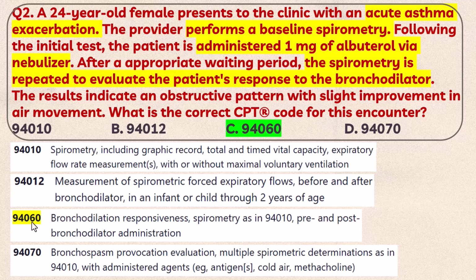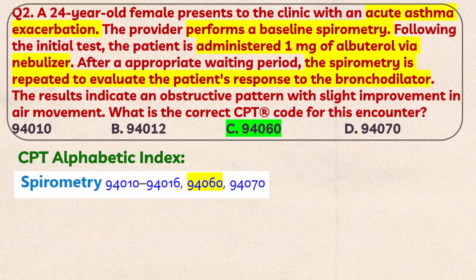So if you encounter this case in real working world, you have to use the alphabetic index. Once you go for the alphabetic index, you can directly go for the index term spirometry. It will lead you to the following code series. Again, come back to the tabular list and confirm the answer. Once you confirm, the correct answer will be answer C.